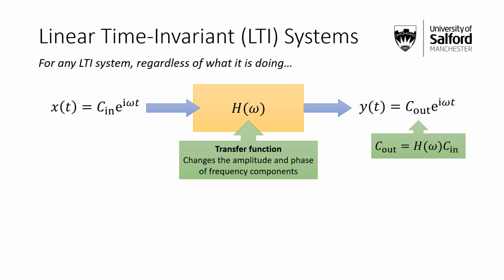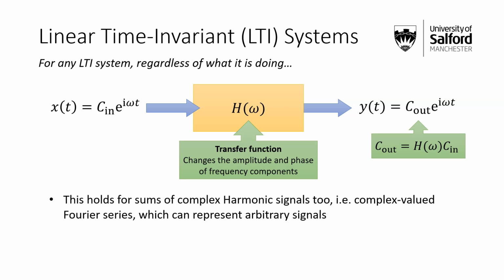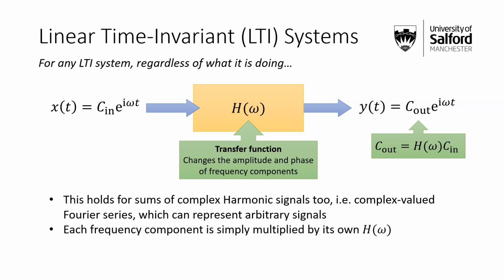And as well as holding for individual systems, it holds for sums of complex time harmonic signals too, i.e. complex valued Fourier series, which is what we're going to talk about now, which can represent, again, arbitrary periodic signals. And what's going to happen is that each frequency component, which you can think of separately. Remember, we had a summation of different frequencies in that Fourier series. Each of them is just going to be multiplied by its own H of omega. So each one, you take it apart into its frequency components, you multiply each one separately, you put it back together. And I had a little slide illustrating that at the end of the part 6 talk.